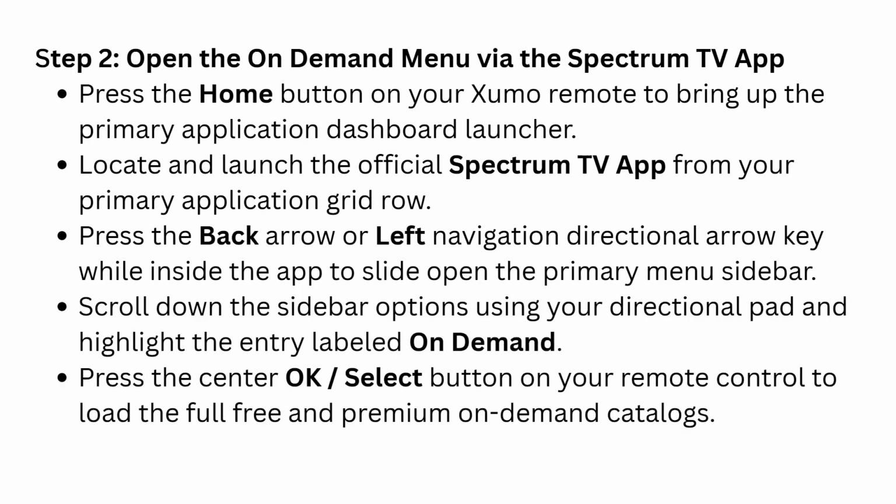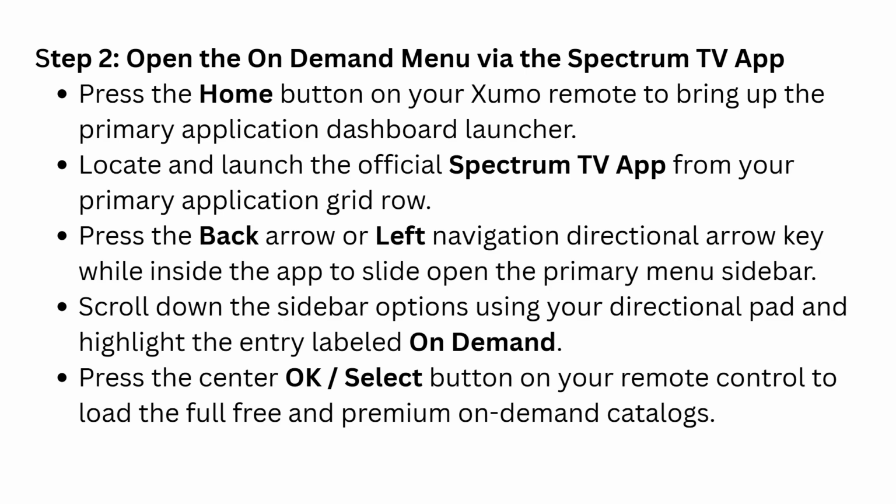Step 2. Open the On Demand menu via the Spectrum TV app. Press the home button on your Xumo remote to bring up the primary application dashboard launcher. Locate and launch the official Spectrum TV app from your primary application grid row.